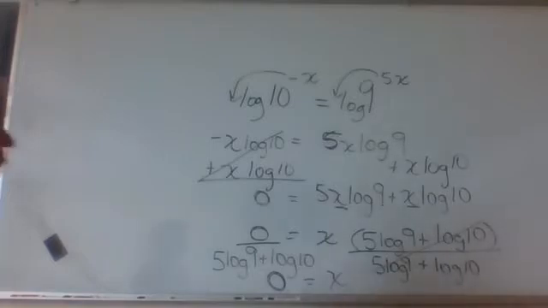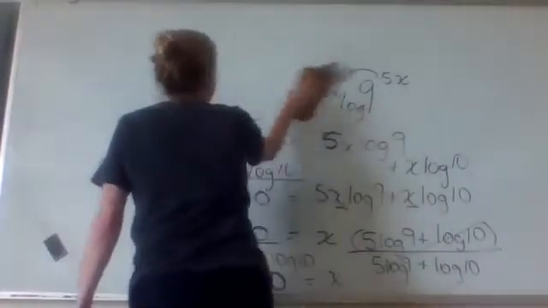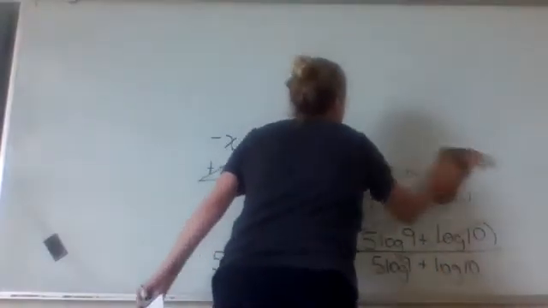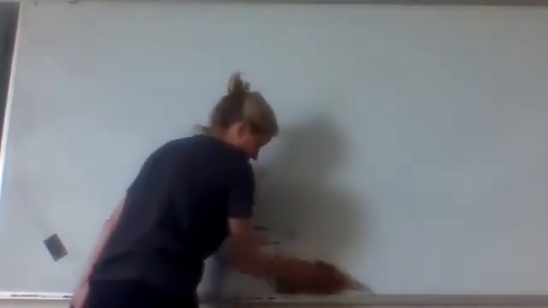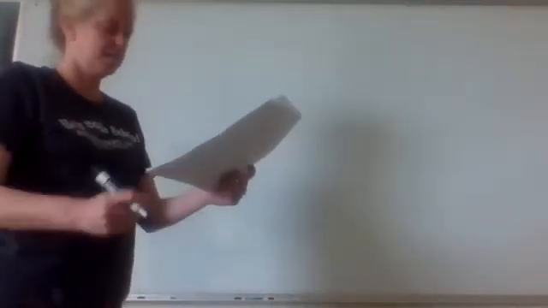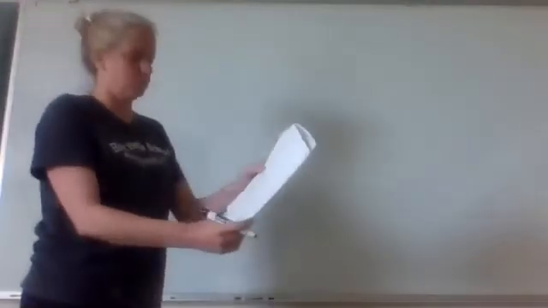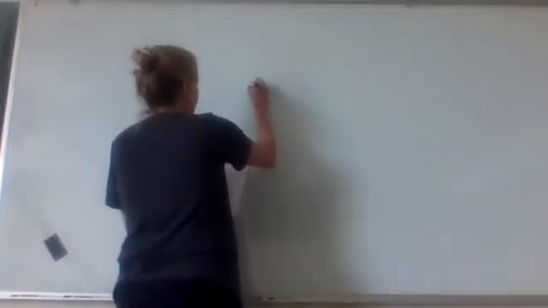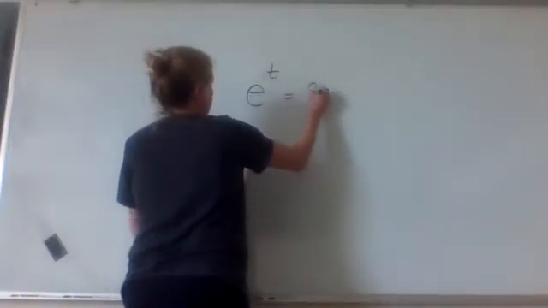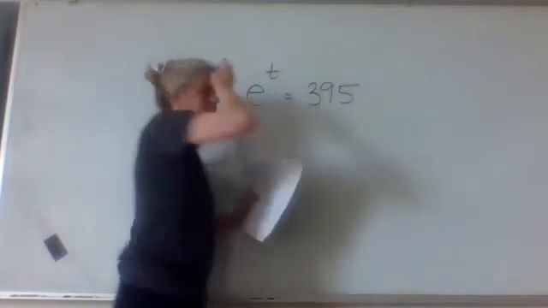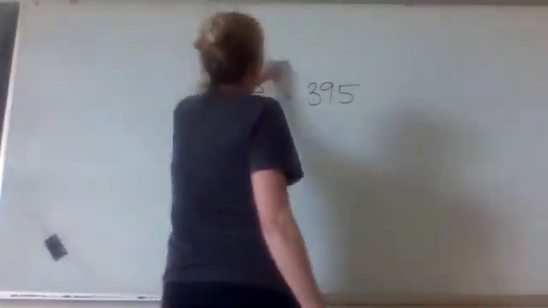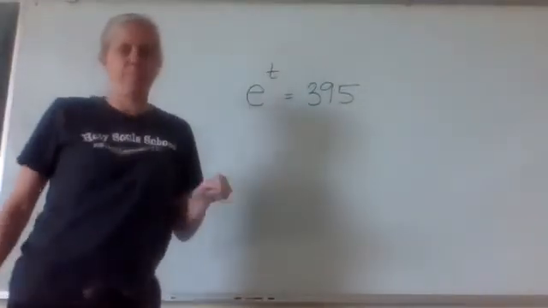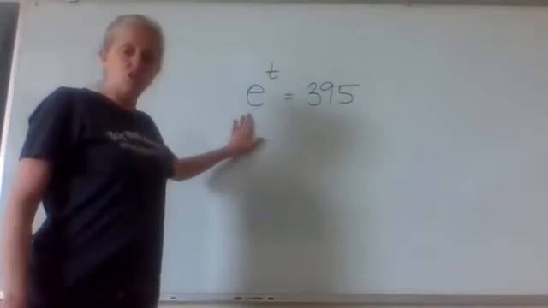Number 7. e to the t power equals 395. So what we're solving for is in the exponent. This is using an e.